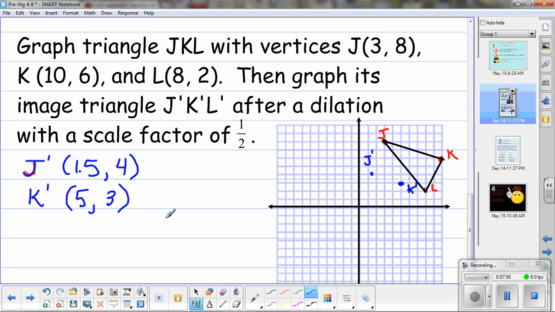And then the last point, L prime, we're going to take 8, 2 and multiply both of those by 1/2. 8 times 1/2 is 4, or half of 8 is 4, and half of 2 is 1. So I'm going to go to the right 4 and up 1, and I'm going to label that L prime. Now I'm going to go ahead and connect these points.